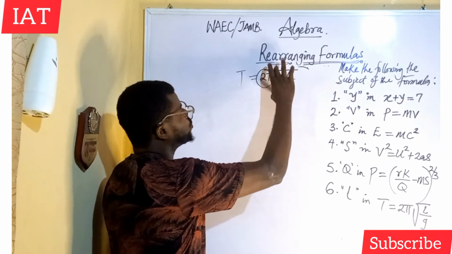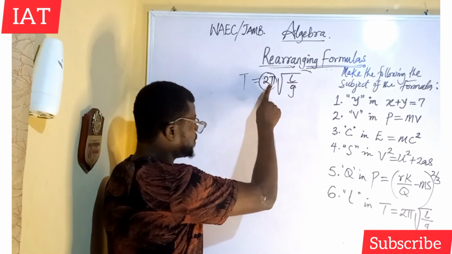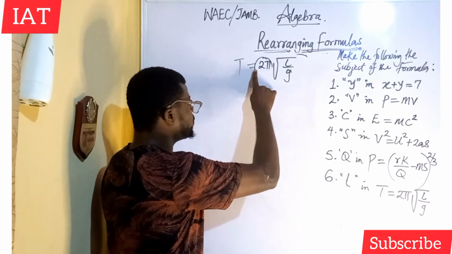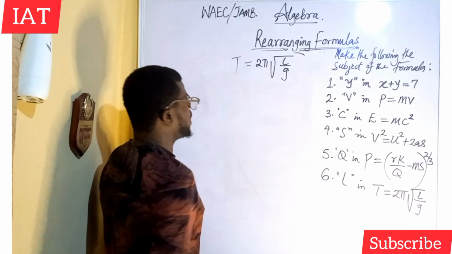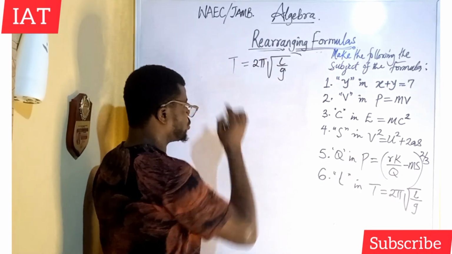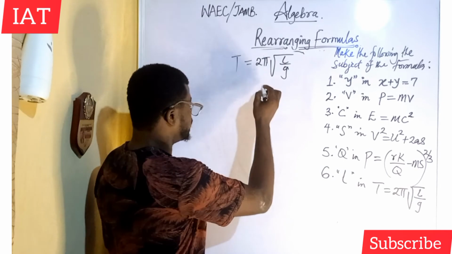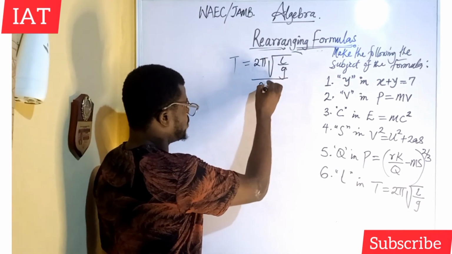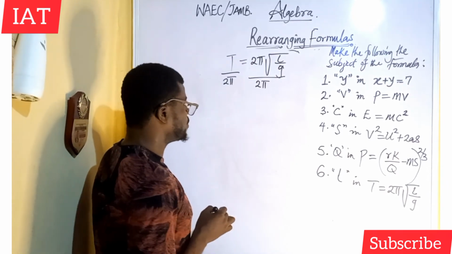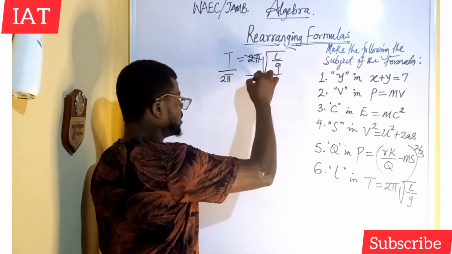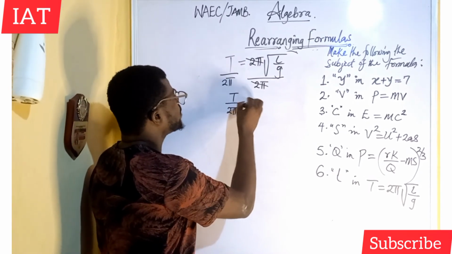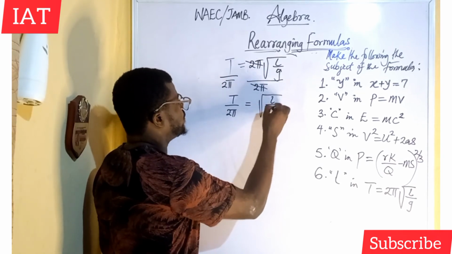because this 2 pi is attached to this square root by multiplication. 2 is multiplying by pi, multiplying by the square root of all this quantity. So for us to remove this 2 pi first, so that we can have access to this, is just to do the opposite of multiplication, which is division. So I will divide both sides of the equation by 2 pi, and whatever you do to the left hand side, you also do to the right hand side. So that way this can easily cancel out, and I will be having T all over 2 pi equals the square root of L over G.